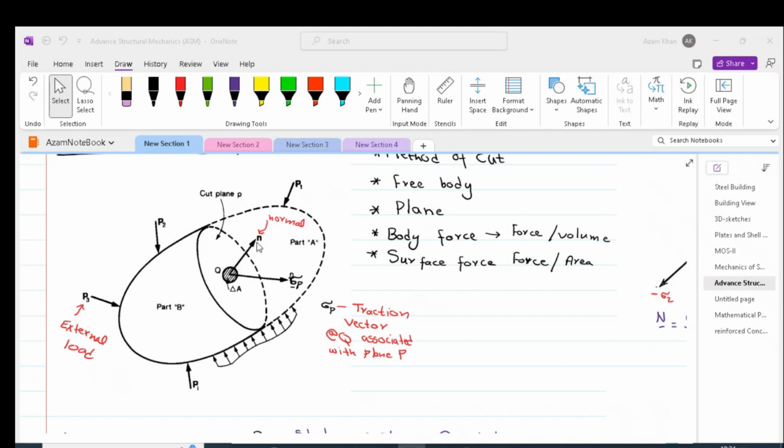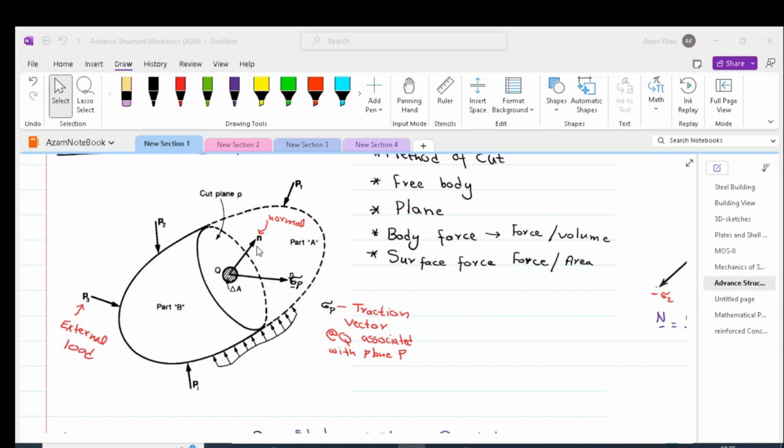The plane P cuts the body into two parts, A and B. Without losing generality, attention is given to the free body B only. Therefore, the boundary of the free body B is shown by the solid lines. Plane P is defined by its location at point Q, together with its direction defined by the unit normal n.